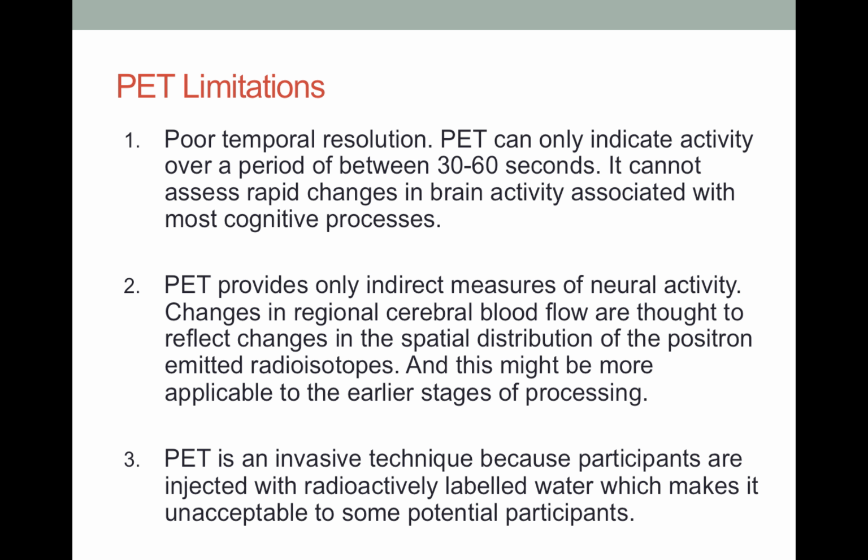PET provides only indirect measures of neural activity. Changes in regional cerebral blood flow are thought to reflect changes in the spatial distribution of the positron-emitted radioisotopes, and this might be more applicable to the earlier stages of processing. And PET is an invasive technique because participants are injected with radioactively labelled water, which makes it unacceptable to some potential participants. Let's have a look now at a video that shows PET in practice.